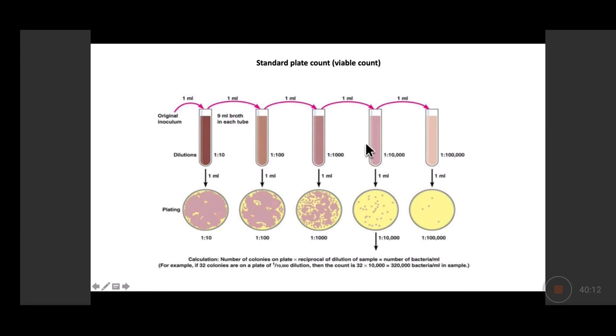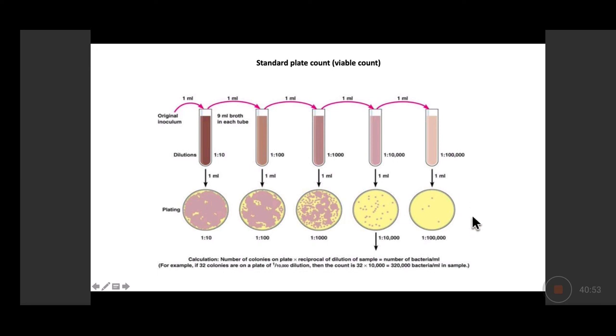This is the picture showing the standard plate count. Here you can see that we have serially diluted the milk: 1:10, 1:100, 1:1000, 1:10,000, likewise. You can see the count is decreasing because the milk has been diluted. This one is too numerous to count, but as we dilute it, we can count the colonies. If the milk has been diluted, suppose here 1:1 lakh, and we have 4 colonies, the total colony count will be 4 into 1 lakh. This is how we do the standard plate count.